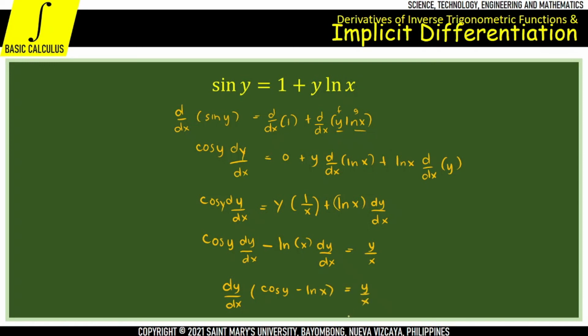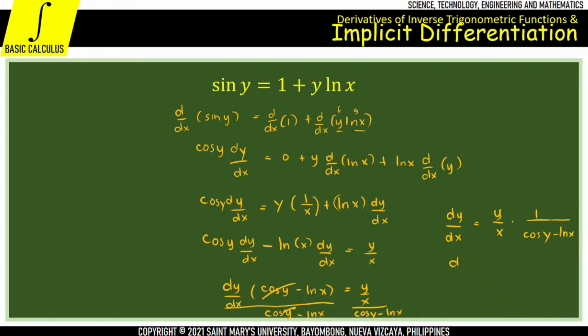y all over x. Of course, we can divide all terms by, we have cosine of y minus ln of x. And then the same is true with the right side. So we have cosine of y minus ln of x. Next, cancel common terms or common factor. We have dy all over dx then is equal to y all over x. Next, kunin na natin yung reciprocal ng denominator. So that is multiplied by 1 all over cosine of y minus the natural logarithm of x.